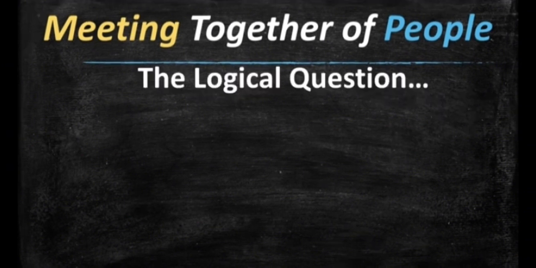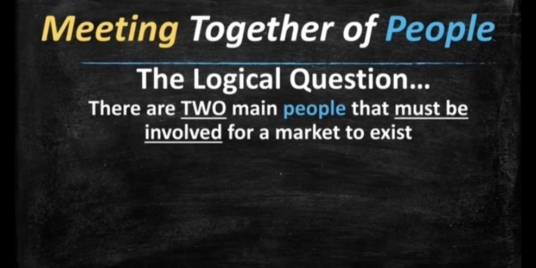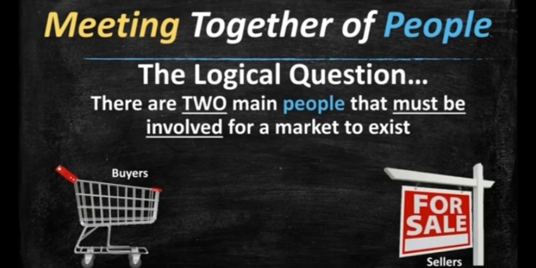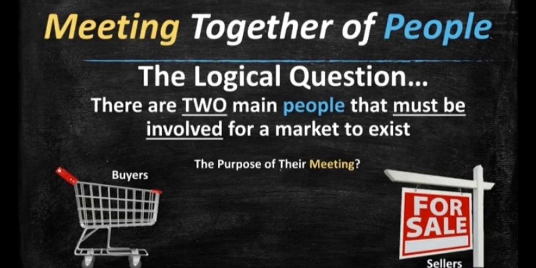So the logical question that comes to your mind is, who are these people? Keep in mind there are two main people that must be involved for a market to exist. One person does not make a market. Who are these people involved in a market? You have a market with one buyer and a second, a seller. The next question is, what is the purpose of their meeting? In the market these two people are buyers and sellers.